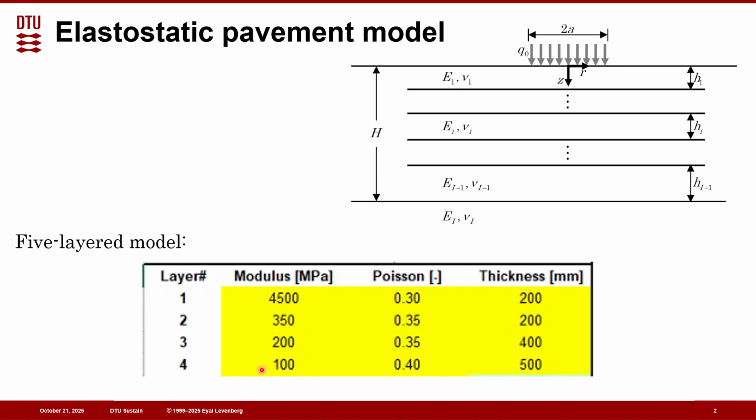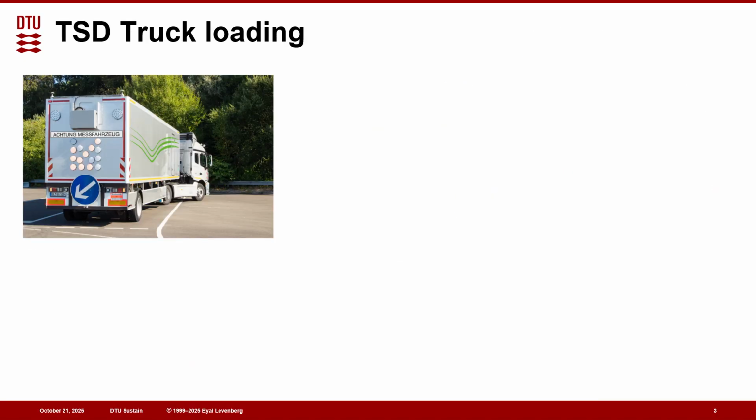The fourth layer represents the upper subgrade with a thickness of half a meter and a modulus of 100 megapascal, and the fifth layer, with a semi-infinite thickness, represents a deep soil medium with a modulus of 50 megapascal. The loading will be modeled off MESAS, which is the TSD device owned and operated by BUST.